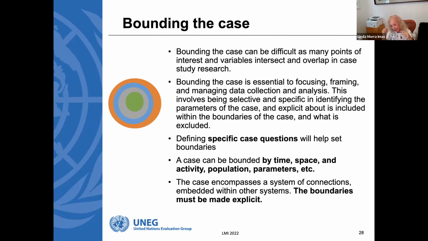So you're going to have to think about it, think about your questions, and think about your time, your space, your activity, your population, the parameters. The boundaries have to be explicit.